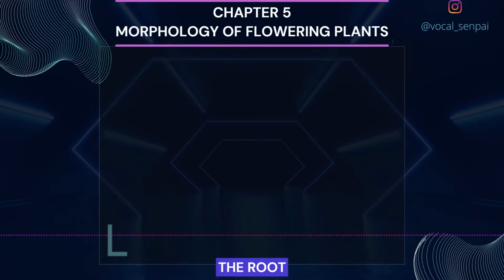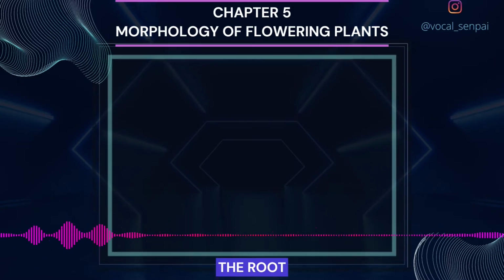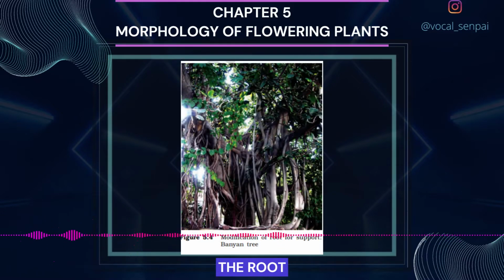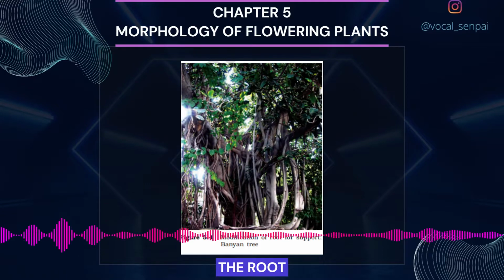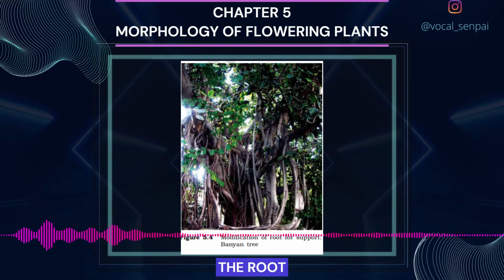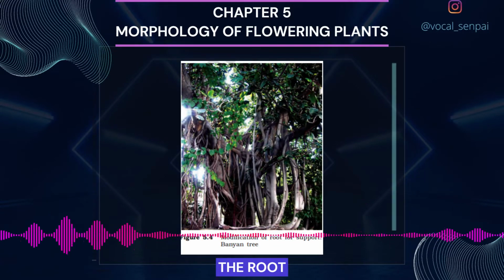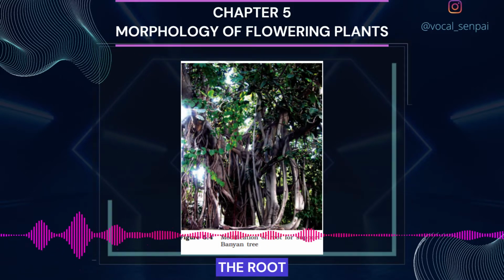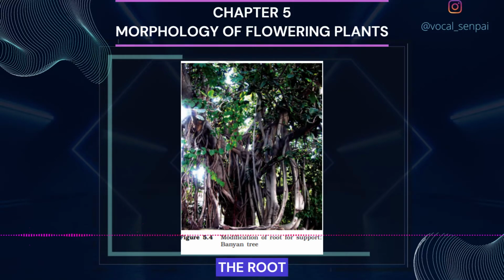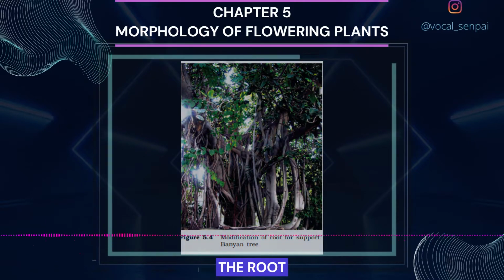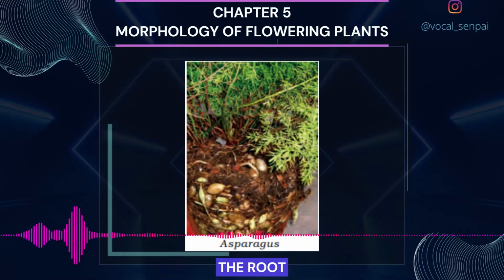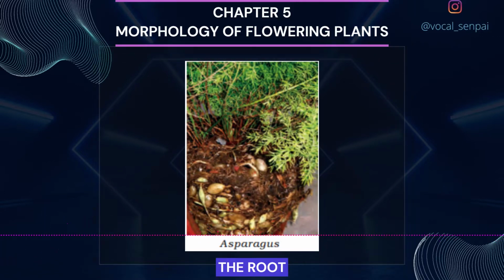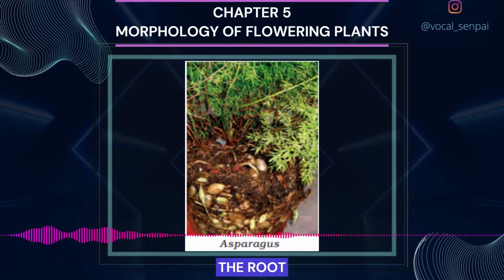Modifications of root. Roots in some plants change their shape and structure and become modified to perform functions other than absorption and conduction of water and minerals. They are modified for support, storage of food and respiration, figure 5.4 and 5.5. Tap roots of carrot, turnip and adventitious roots of sweet potato get swollen and store food. Can you give some more such examples?